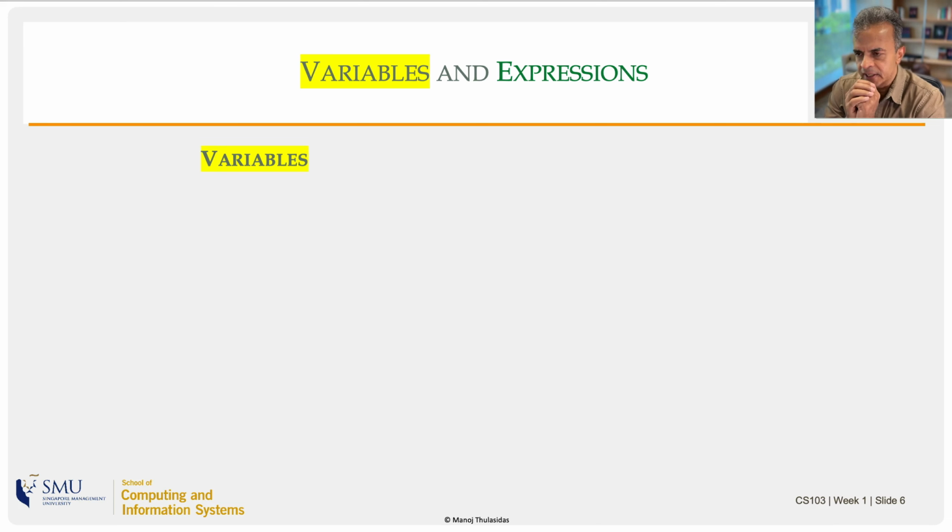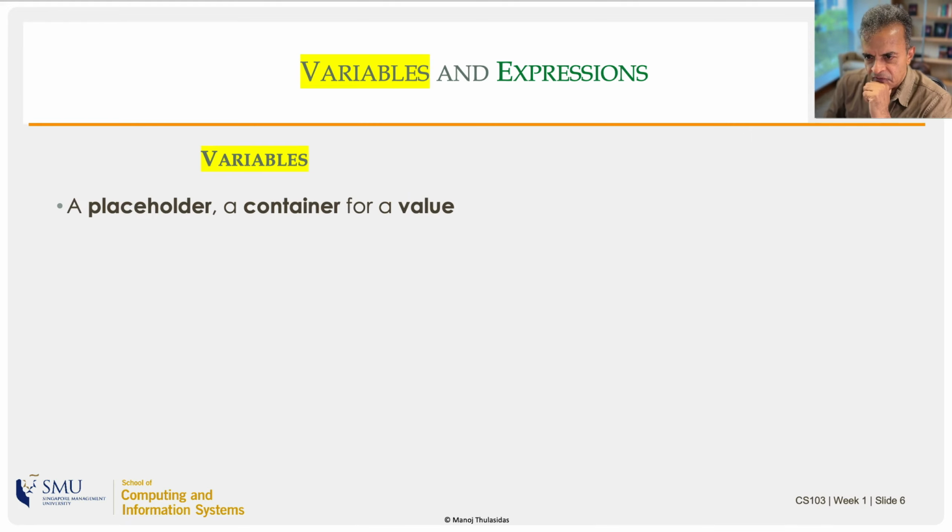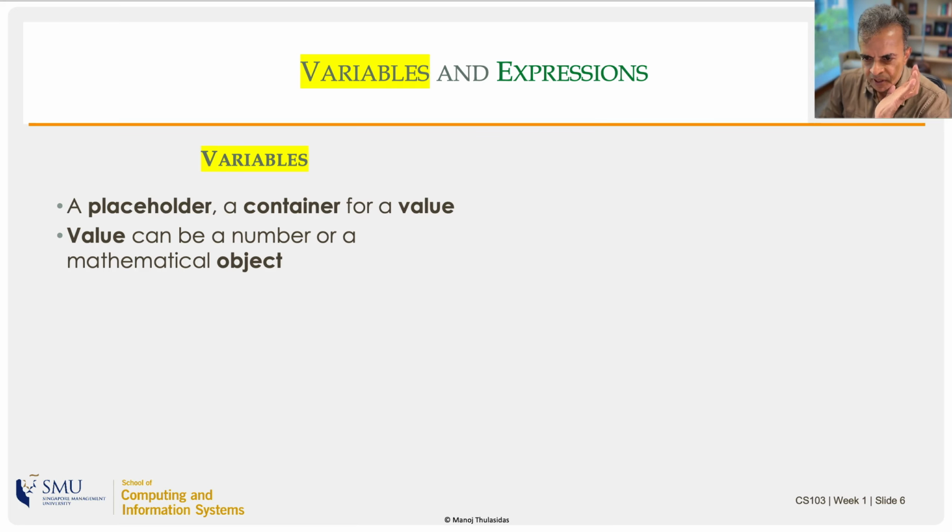So we have to define what linearity is, and also define what sort of entities can be linear or non-linear. So that's why we have to start talking about variables and expressions. So let's start with variables. Variables are like a placeholder, like a container for a value. So the value can be a number. That's where we will start.